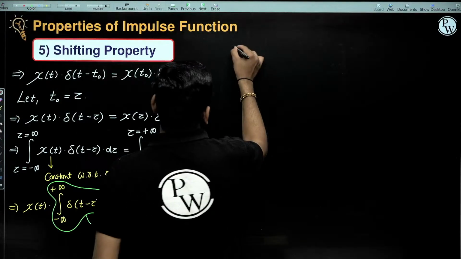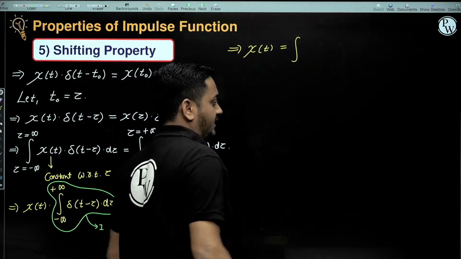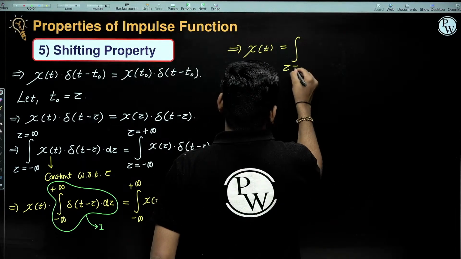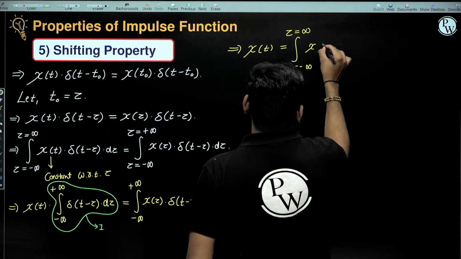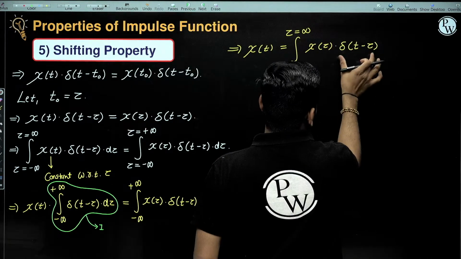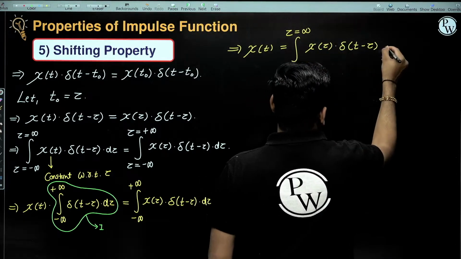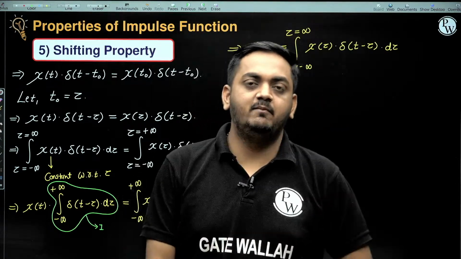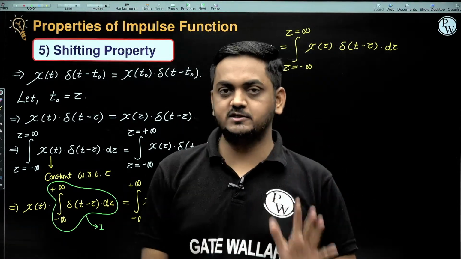So finally we got that any general signal x of t can be represented in weighted and shifted impulses. This is x of tau, that's why it is weighted, and delta of t minus tau is a shifted impulse, and the integration is there. So any general signal x of t can be represented by weighted and shifted impulses. This is a very important property.